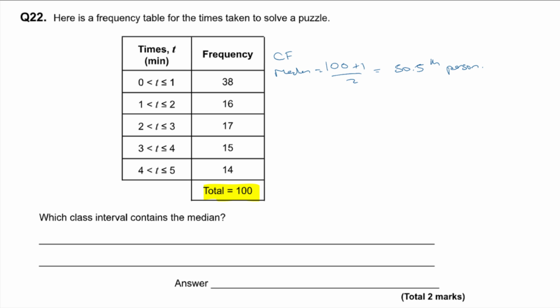So if I work out cumulative frequency, then the first 38 people are in here, so person 1 through 38. The next 16 that are in here would take me up to 54 in cumulative frequency. So that means the 39th to the 54th person are in that group, and that means the 50th and the 51st person are in this group here. So which class interval is the median in? It's going to be in the 1 less than t less than or equal to 2 category.